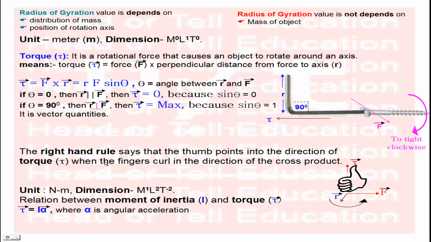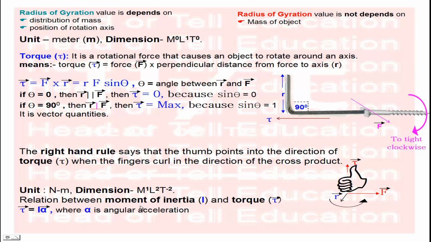The right hand rule says that the thumb points in the direction of torque when the fingers curl in the direction of the cross product. So the thumb rule is saying here torque is applied upward, and the curled fingers show the cross product of force and R distance. The unit is Newton meter and the dimension is M to the power 1, L to the power 2 and T to the power minus 2.